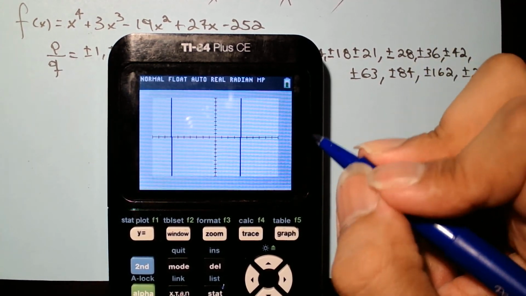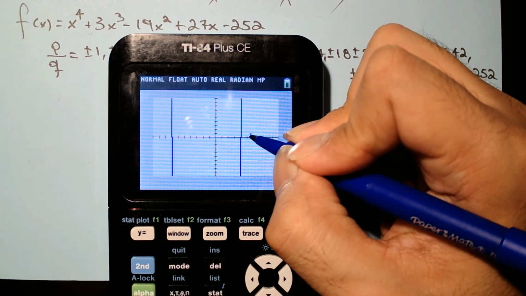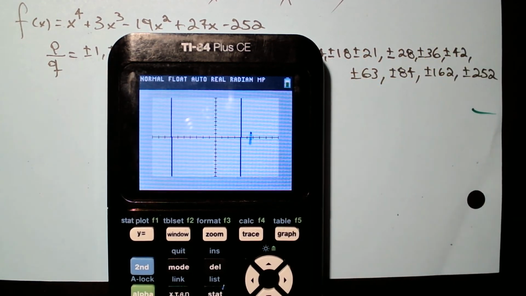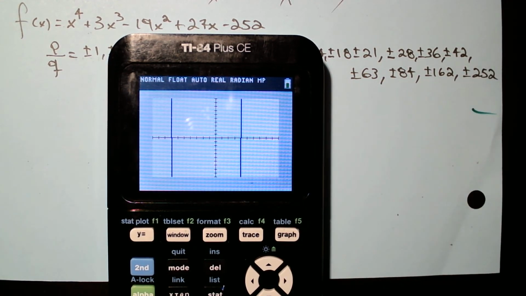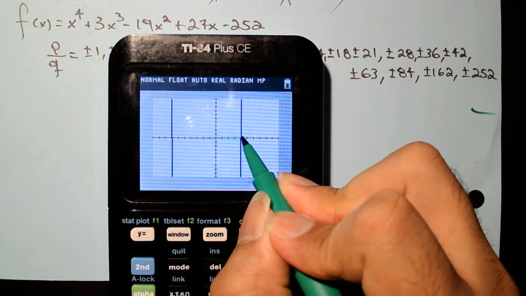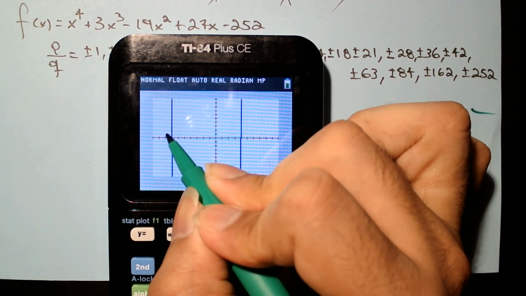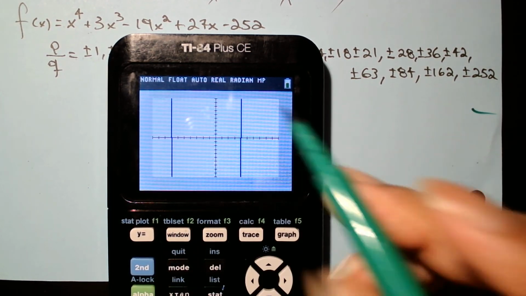In some other cases, you will see the intersects going in the middle of a line. In that case, that means the zero will be a rational number, a fraction, which is not going to be really easy to guess. So in this case, I can guess that +4 and -7 are two of the actual zeros.